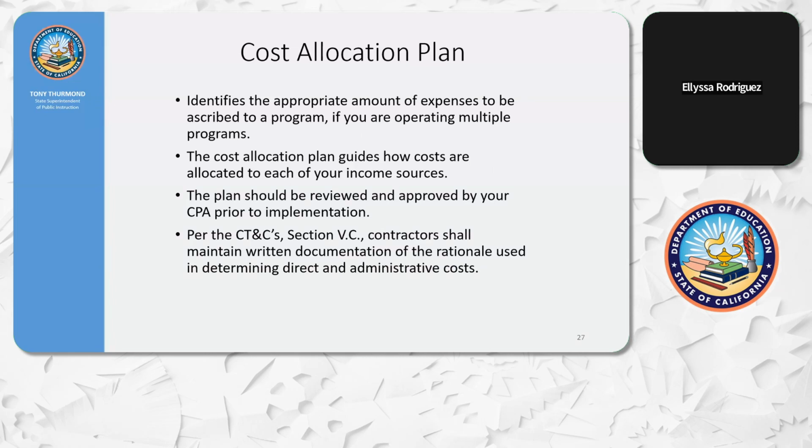Now we will discuss a cost allocation plan. A cost allocation plan identifies the appropriate amount of expenses to be ascribed to a program if you are operating multiple programs. Your cost allocation plan may be for direct costs only, indirect costs, or for both. Some examples would be a program director's salary, which might be allocated between program and non-program duties, or rent that is calculated using square footage.